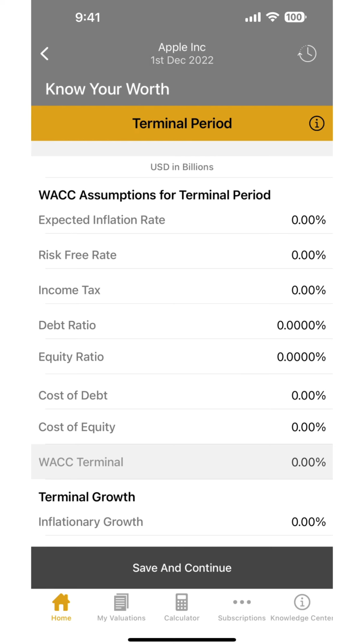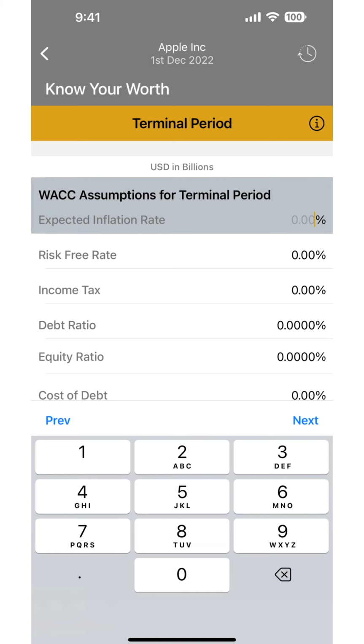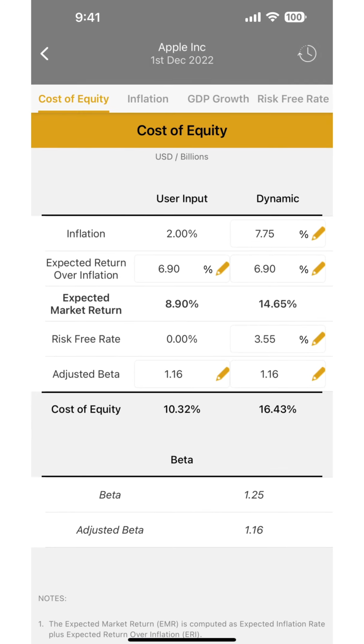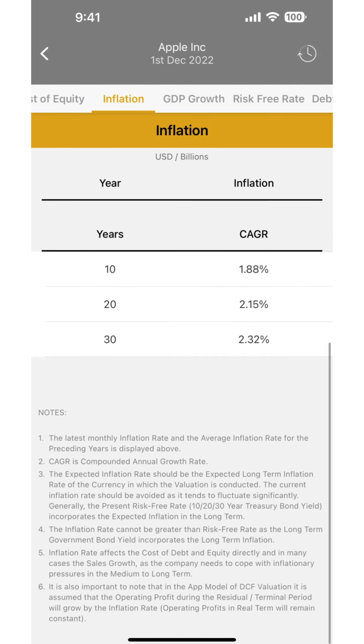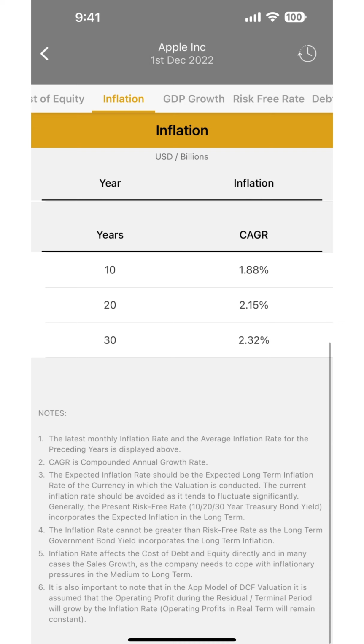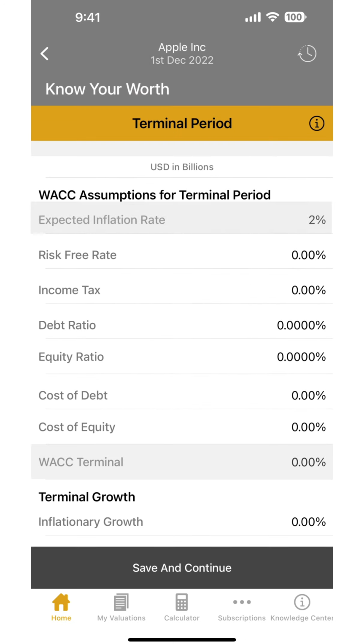The cash flows of the company continue post the forecast period and thus have value. Terminal period assumptions help to forecast the cash flows into perpetuity. In this screen, you need to enter your cost of capital and terminal growth assumptions. You will need to enter the expected inflation rate during the terminal period. The user may click the history icon to check the history and CAGR of inflation for the currency for up to 30 years. Here, we take 2% as the expected inflation rate during the terminal period.